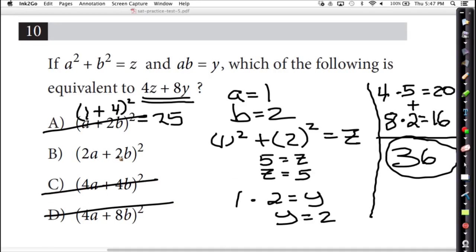And if you plug in, what's 2 times 1? Because we're just using our numbers. 2 times 1 is 2 plus, what's B? We said B was 2. That's 4. 2 times 2 is 4. And what do you know? What's 2 plus 4 squared? 6 squared is 36. So I just wanted to give you 2 ways to do a problem like that.